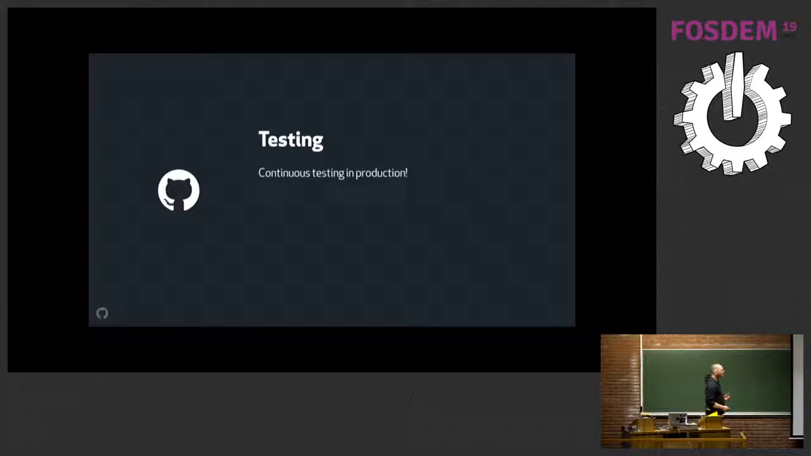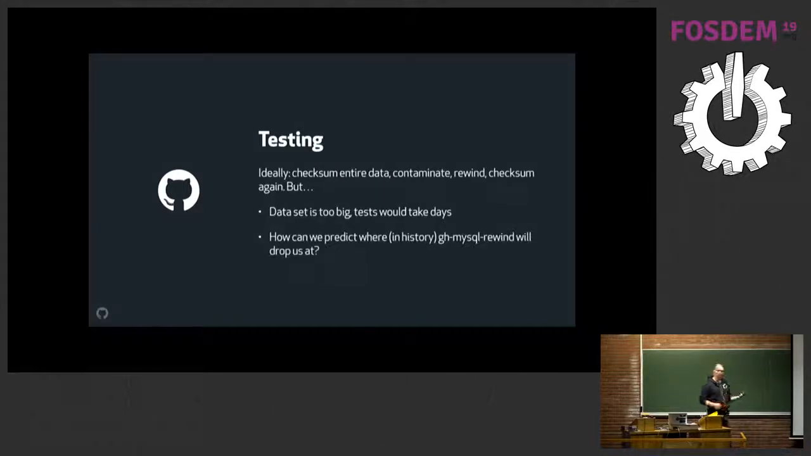So yeah, we actually have this being tested in production continuously, daily, as we speak right now. This is being tested in production and continuously reporting success or failure, hopefully success. So I'd like to illustrate how this works. The basic idea is that ideally I would checksum the data on the server, do something bad, rewind, checksum the data again, and find the exact same checksum. Make sense? There are two problems with that.